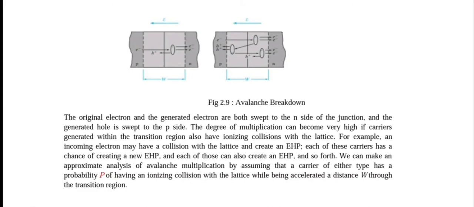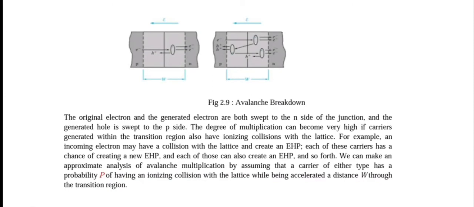The degree of multiplication can become very high if the carriers generated within the transition region also have ionizing collisions with the lattice. For example, an incoming electron may collide with the lattice and create an electron hole pair. Each of these carriers has a chance of creating a new electron hole pair, and each of those can also create an electron hole pair, and so forth. Like this, carrier multiplication will happen.